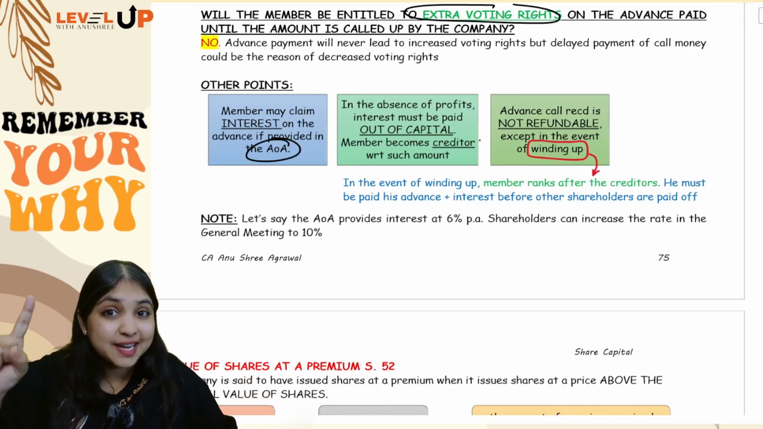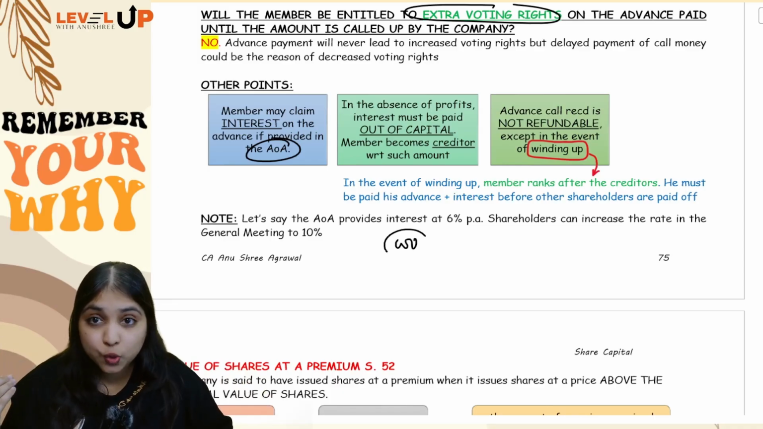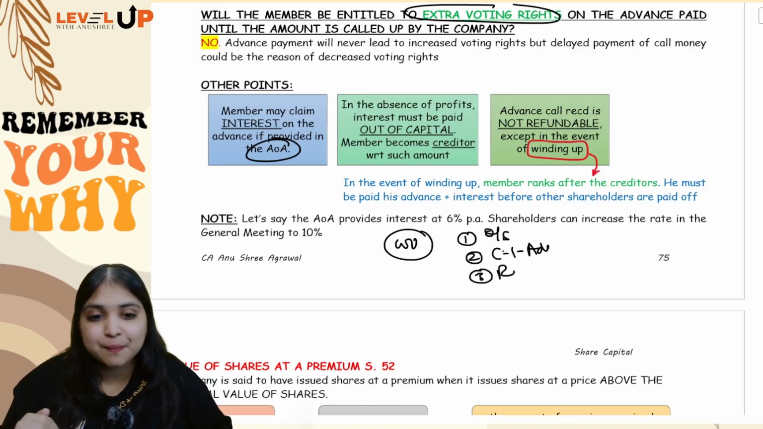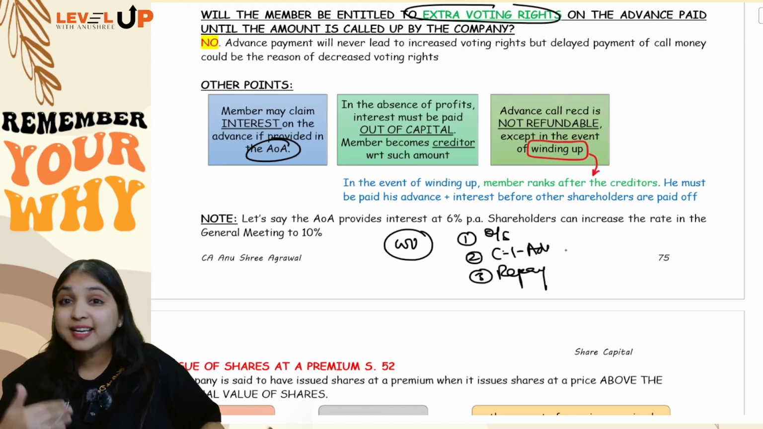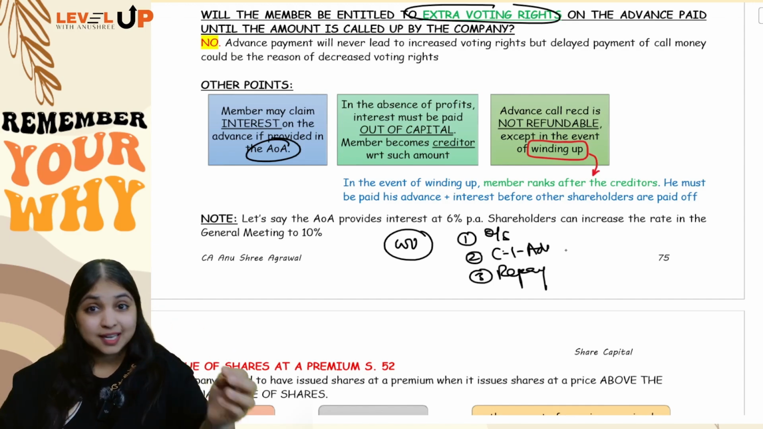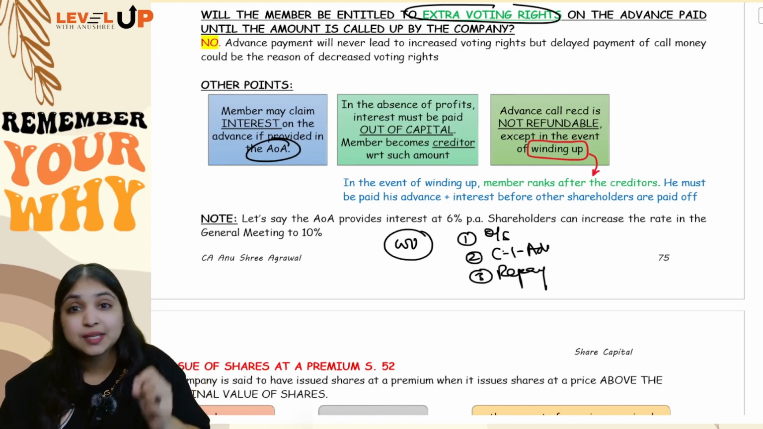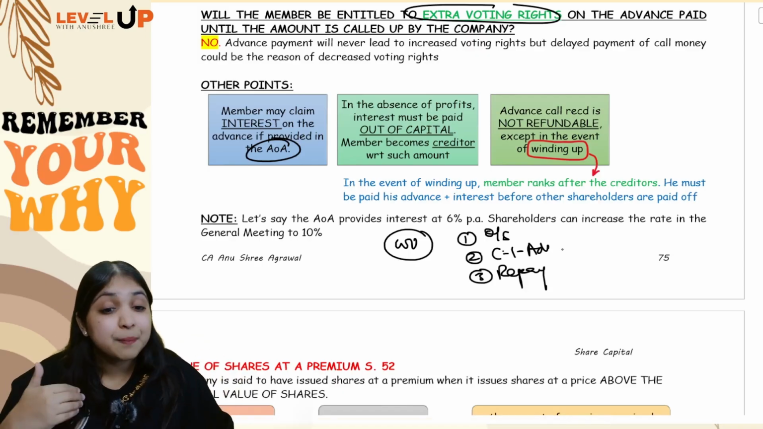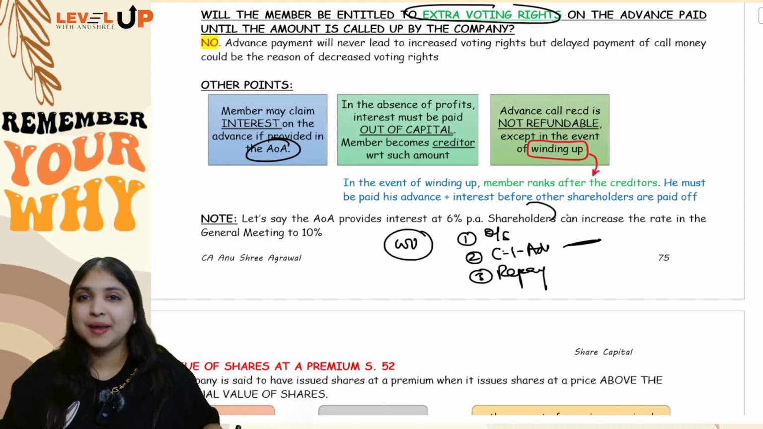But however, there is one exception. Remember, when the company goes into winding up, the company will first repay the outsiders, then the company will refund the calls in advance, only then the company will repay the capital. So generally calls in advance are not refundable, but they are refundable only in one situation, and that is when the company winds up. Whatever calls in advance money we have, the company will refund that, but only after repaying the outsiders.